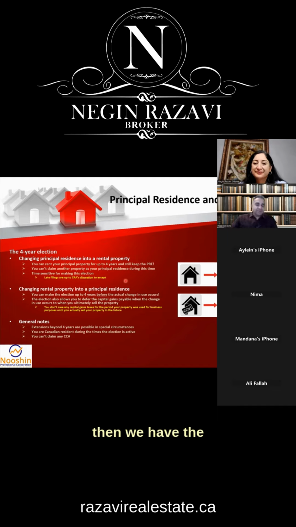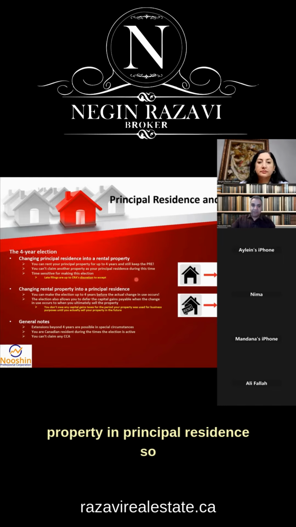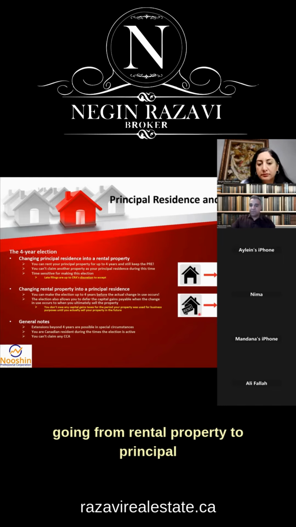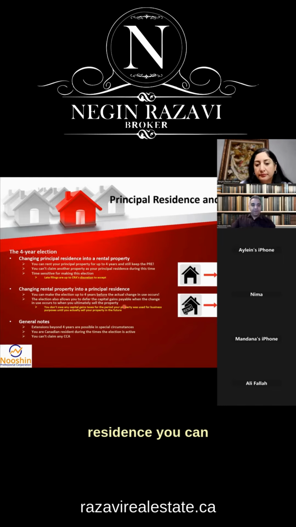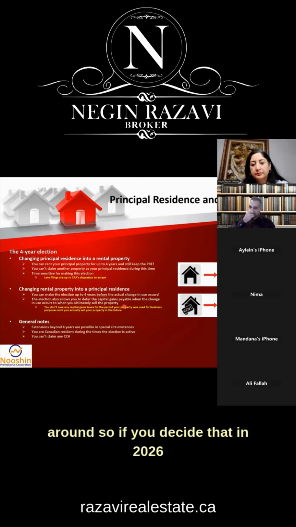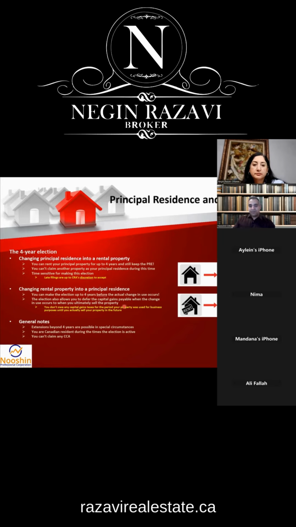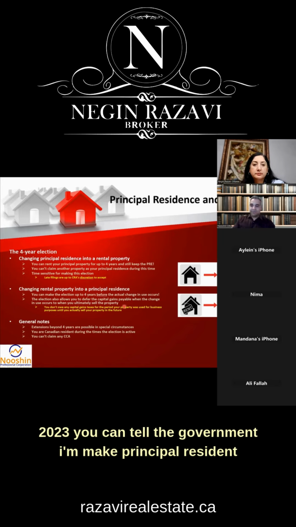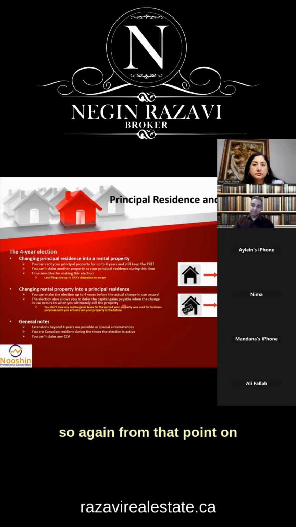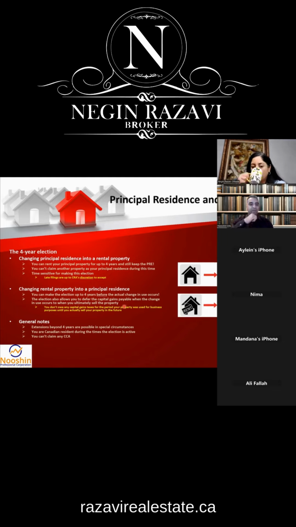Then we have the second condition, which is changing a rental property into a principal residence. So going from rental property to a principal residence. You can make this election 4 years before the actual change in use happens. So same idea, but the other way around. So if you decide that in 2026 you want to go back into your currently rented property, in 2023 you can tell the government, I'm going to make it my principal residence. So again, from that point on, you're sheltered and you get the benefits of any appreciation during these years.